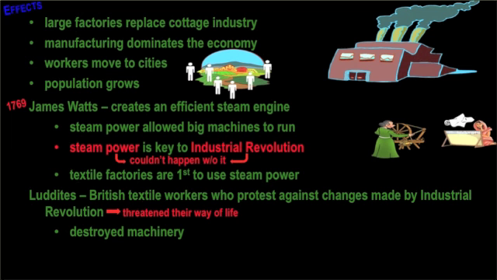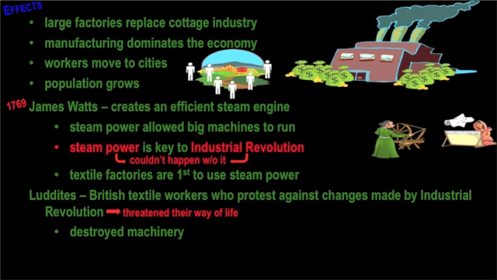Now, the second effect of the Industrial Revolution is the fact that manufacturing dominates the economy, in that that is where the money was. You could produce things cheaply because it's mass-produced. You didn't have as many workers because most things had been mechanized and done by machinery. Therefore, you get to keep more of the profit.